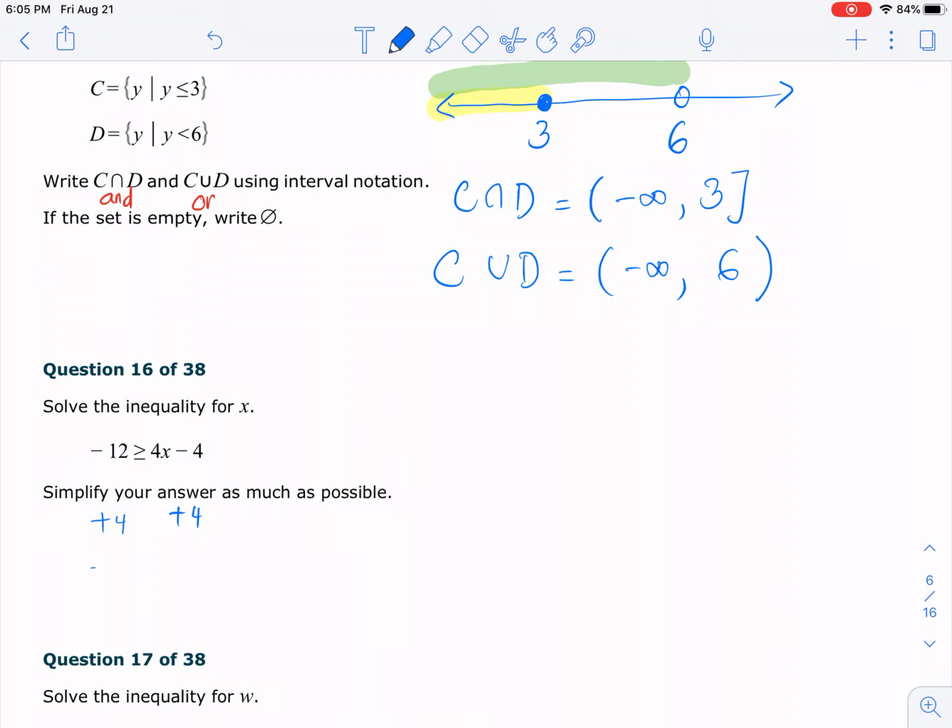And then I have negative 8 less than or equal to 4x. Divide by 4. Divide by 4. So what I have is negative 2 less than or equal to x. To be honest with you, when it comes to inequality, I want to write the variable on the left-hand side. It looks better that way. So x less than or equal to negative 2.